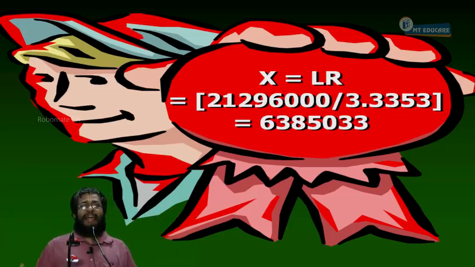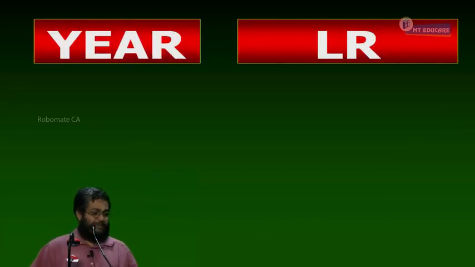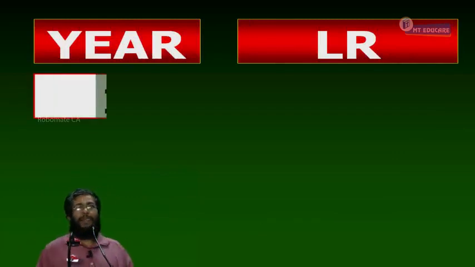Now, first year lease rental 63.83, second year 63.85, then 65.85. True or false? False. First year is going to be what? 3 times this number. Second year what? 2 times. And third year the same number. Write down year and then lease rental.